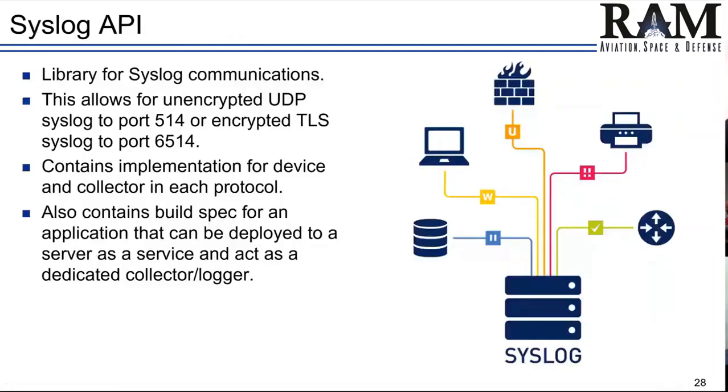I have a syslog API. There are a bunch of these already out there on VIPM. The one main difference is this one supports TLS. All the other ones I saw used UDP, which writes to port 514. This one supports UDP, but it also supports TLS to port 6514. Other than that, it's really not anything different than the other syslog APIs out there. It can act as a collector and logger.